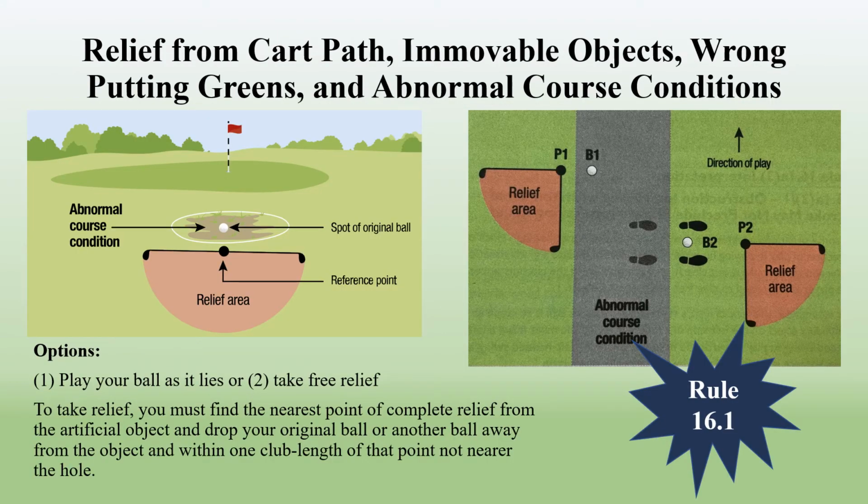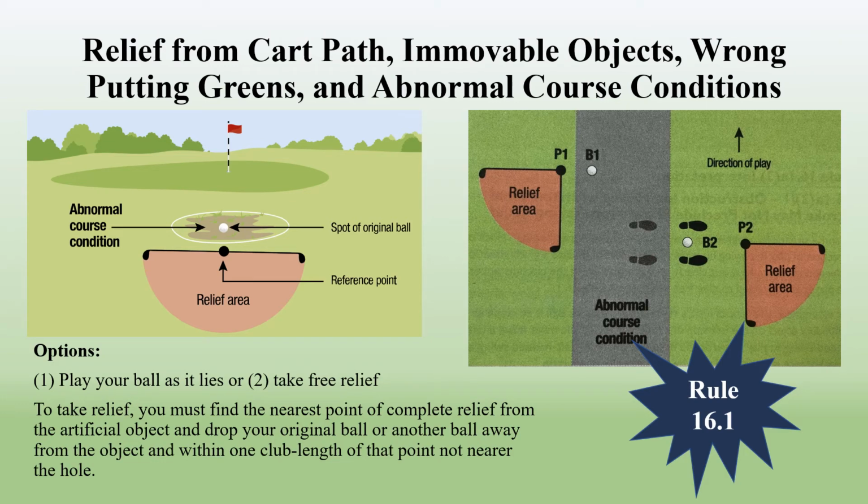Rule 16.1 covers relief from cart paths, immovable obstructions, wrong putting greens, and abnormal ground conditions. So what does it mean to determine your nearest point of relief? Throughout the course of a round, you'll have to take relief from immovable obstructions such as cart paths. You may have to take relief from an abnormal ground condition such as ground under repair, or maybe your golf ball may even lie on the wrong putting green where you must take relief.